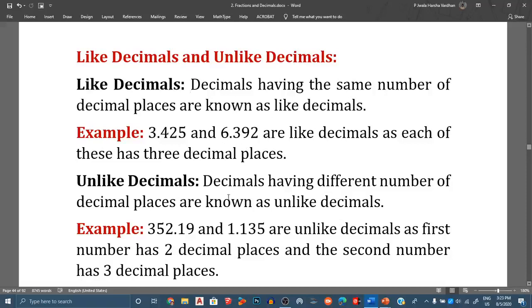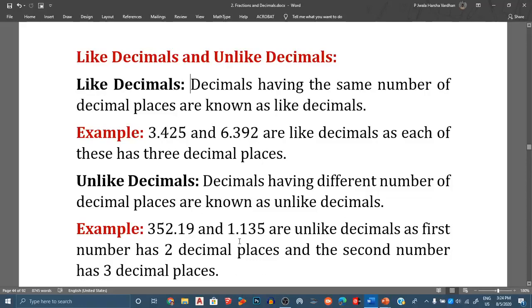If this is different, those decimals are called unlike decimals. So decimals having a different number of decimal places are known as unlike decimals. For example, 352.19 and 1.135 are unlike decimals, as the first number has only 2 decimal places after the decimal point, only 2 digits. Here 3 digits are there, 3 decimal places. So that's why these two numbers are called unlike decimals.